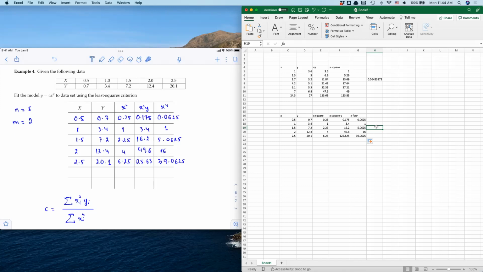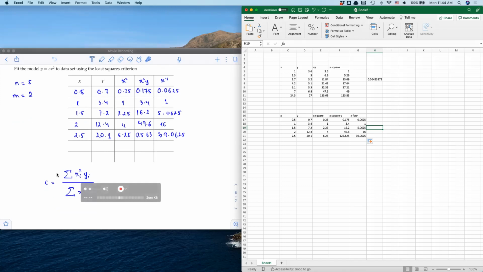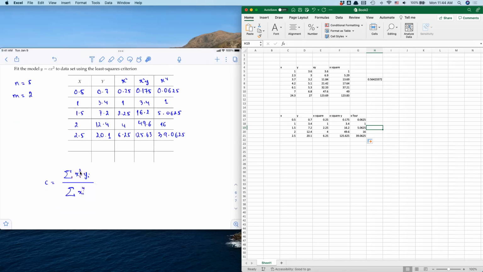So there are a lot of error calculations here, numerical error, or the round-off error that we learned about in lecture 5. Okay, so what else do we need? We need the numerator here. The numerator is the summation of x squared times y, so we need this column.